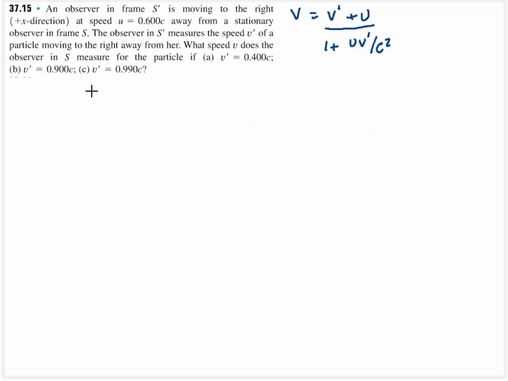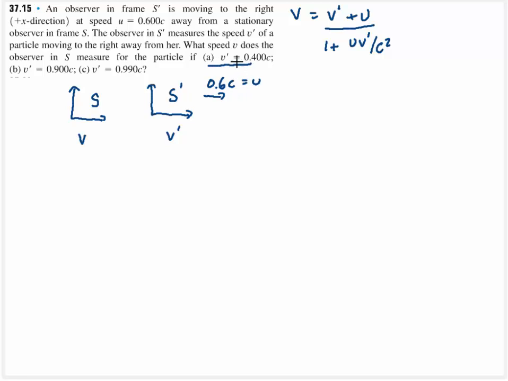So let's get a little bit of practice using Lorentz transformations, and here we're going to have our reference frame, and we're going to have some moving reference frame. And the only tricky thing with this is, do I give you v prime and have you figure out v, or do I give you v and have you figure out v prime? We do know that this frame is moving at a speed u equal to 0.6c.